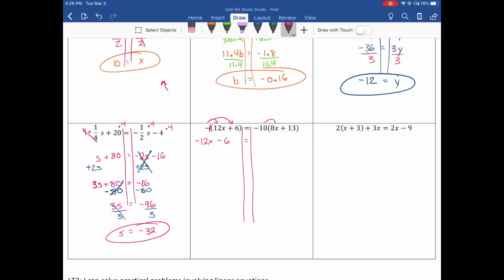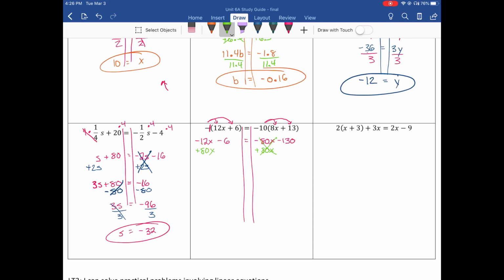And then on the right-hand side, we actually have to do the distributive property again. So negative 10 times 8x is negative 80x, and negative 10 times positive 13 is negative 130. And now it's the same as the problems we've been doing. So our first step is to get rid of our smaller variable. We have negative 12x and negative 80x. Negative 80x is actually smaller, despite it having a larger magnitude. So we're going to add it to both sides.